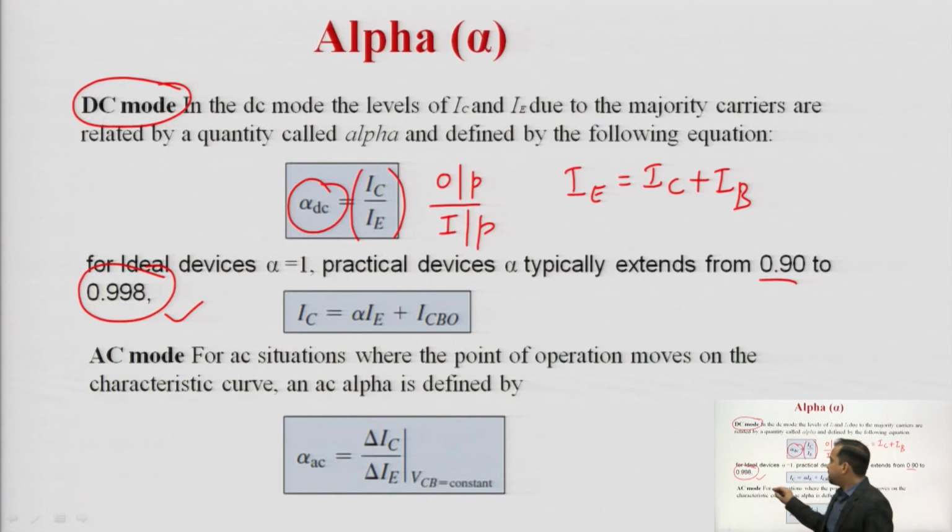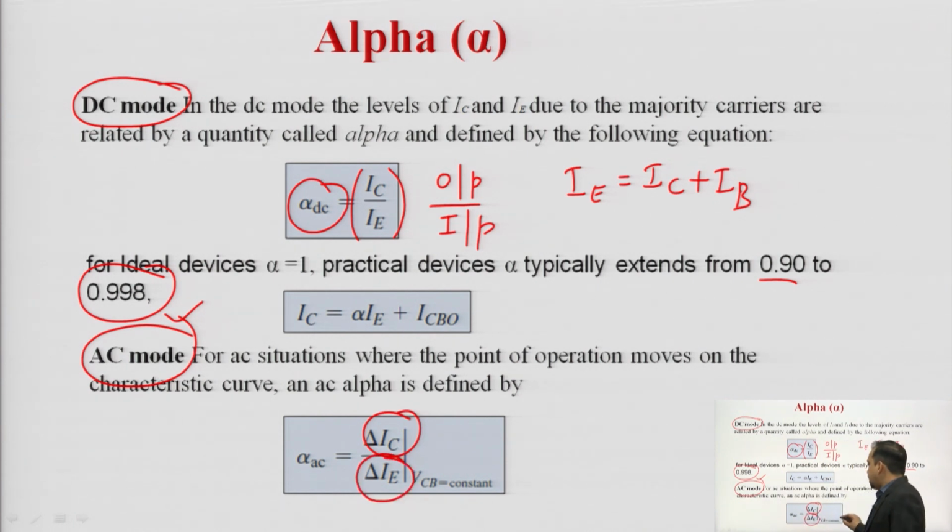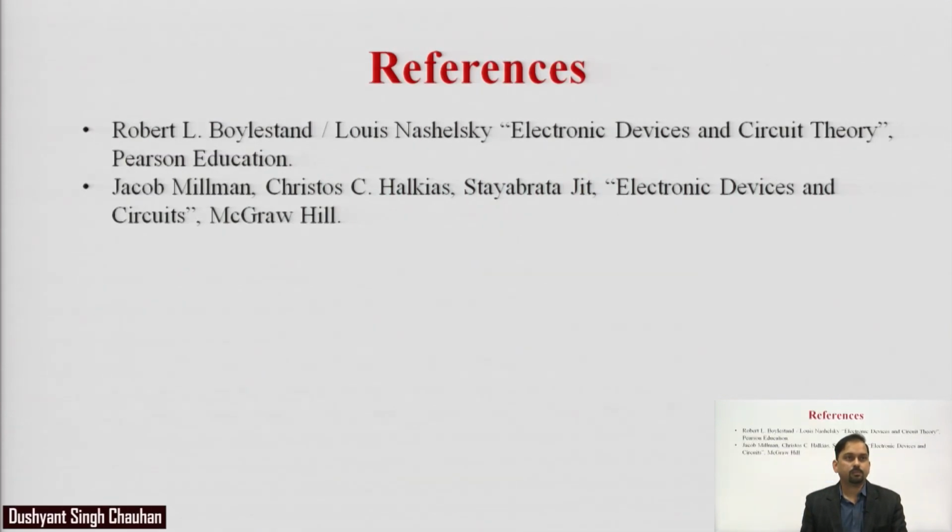Also, for alpha AC, if we apply some sinusoidal signal, then we have del IC by del IE, meaning the change in IC by the change in IE at a constant VCB. So, this is the AC current gain as well as the DC current gain for the common base configuration. These are the references.